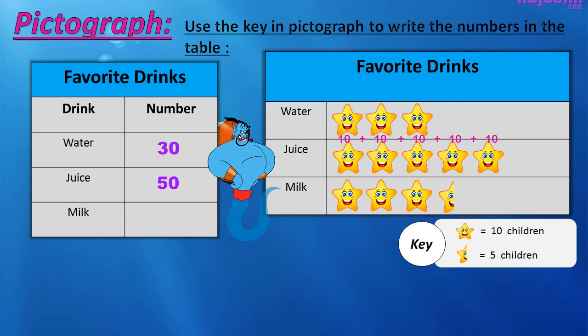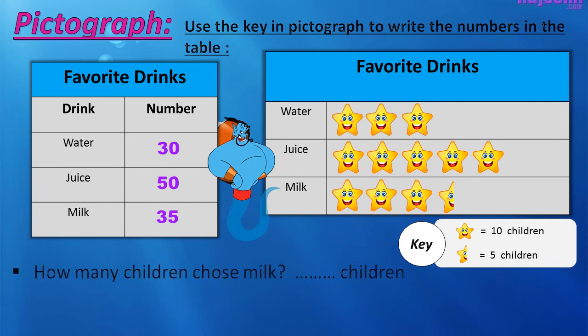Let's move to the milk. This is the last drink. I have how many stars? I have 1, 2, 3, and half a star. So we agreed that each star means 10. And what about a half star? It means 5 children. So I have 10 and 10, 20, and 10 more, 30, and 5 over the 30. It will be what? 35. So we are going to write 35 beside the milk.